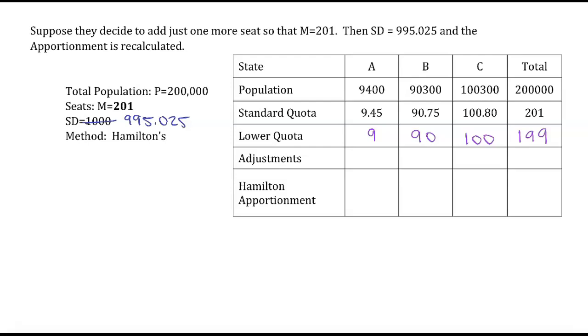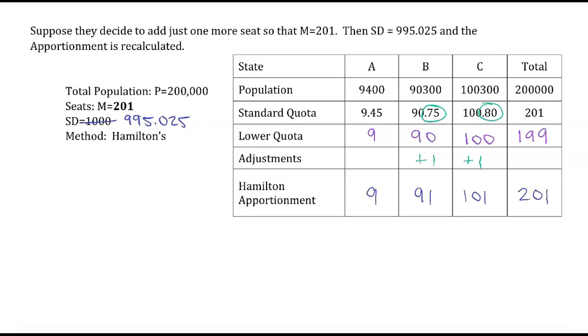Looking at each state's residue, the top 2 are states B and C, so they each get an extra seat. This makes the final apportionment 9 seats for state A, 91 for state B, and 101 for state C, for a grand total of 201 seats. What happened to state A?